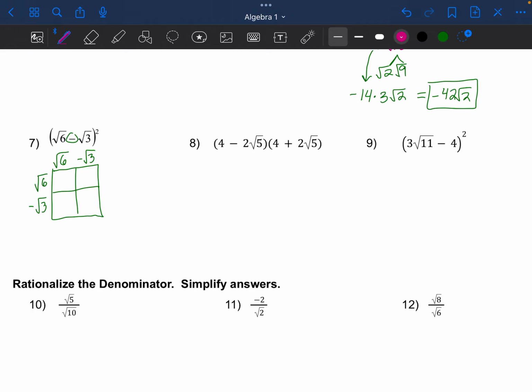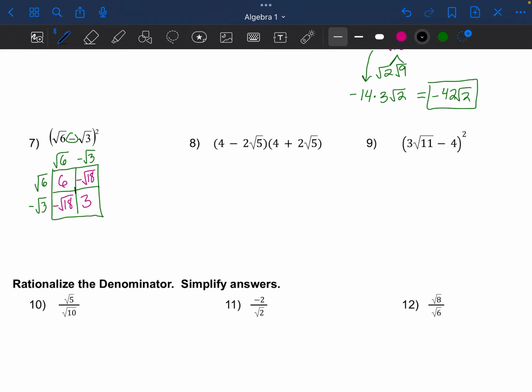So I've got square root of 6 times square root of 6. Square root goes away. We're just left with 6. Square root of 6 times square root of 3. Well, negative square root of 3, so we're going to get negative square root of 18. Same thing right here. We get negative square root of 18. And then lastly, you've got negative square root of 3 times negative square root of 3. Negative times a negative makes a positive. So left with positive 3.